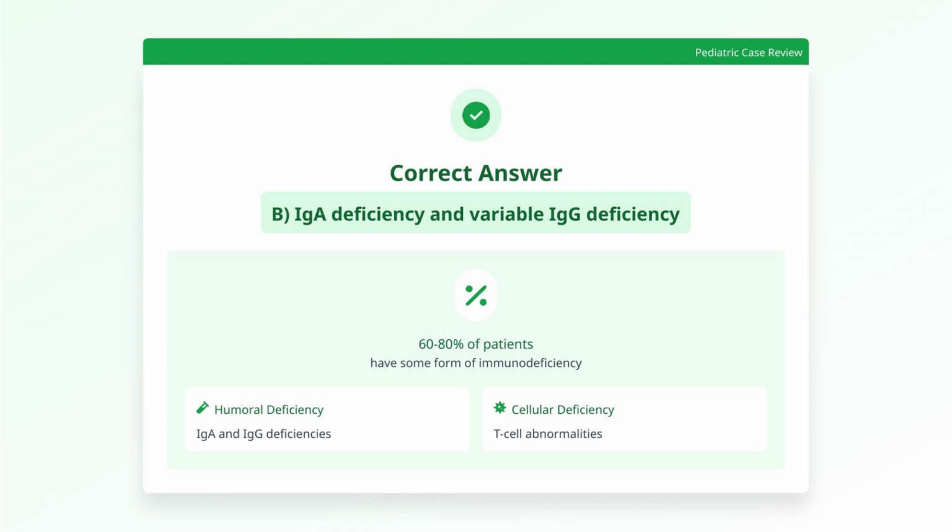IgA deficiency and variable IgG deficiency are the most common immunological abnormalities in ataxia telangiectasia. Approximately 60 to 80% of patients have some form of humoral immunodeficiency. This explains their increased susceptibility to sinopulmonary infections. Additionally, many patients also have abnormalities in T cell numbers and function, resulting in a combined immunodeficiency pattern in some cases.